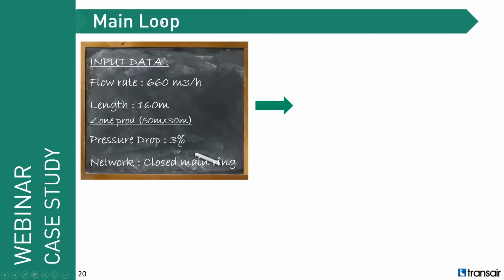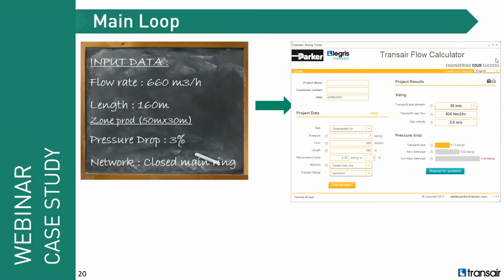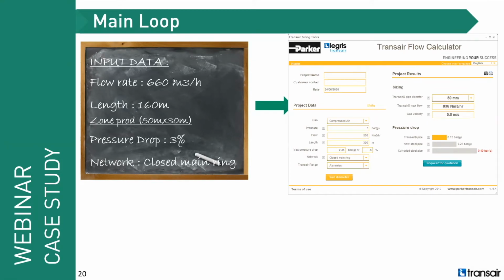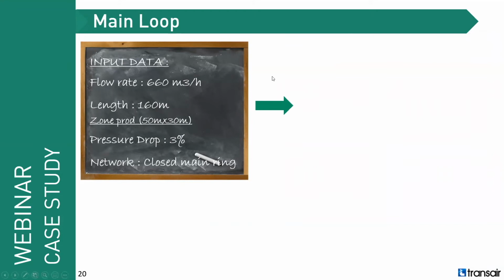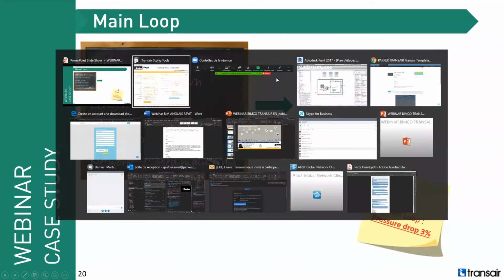First, I'm going to go with the main loop because this is the backbone. Here you've got the input data that I reminded you of. Total flow rate is going to be the whole flow rate of the installation, so 660 cubic meters per hour. Length is going to be 160 meters. To remind you, the production zone is 50 by 30. Pressure drop, we're going to go with 3%. So this is something you need to know.